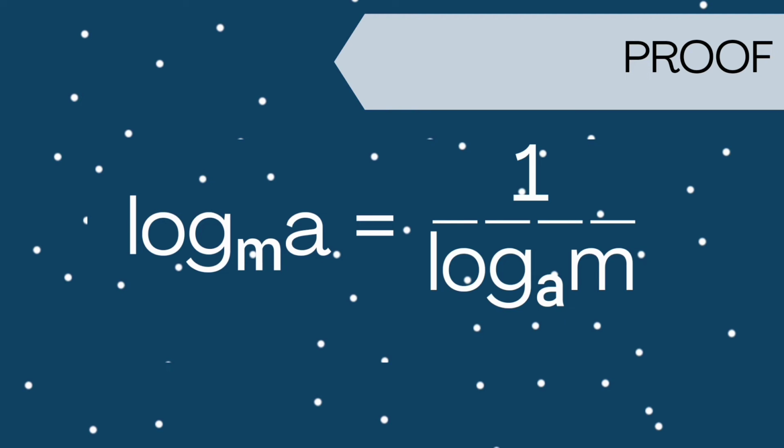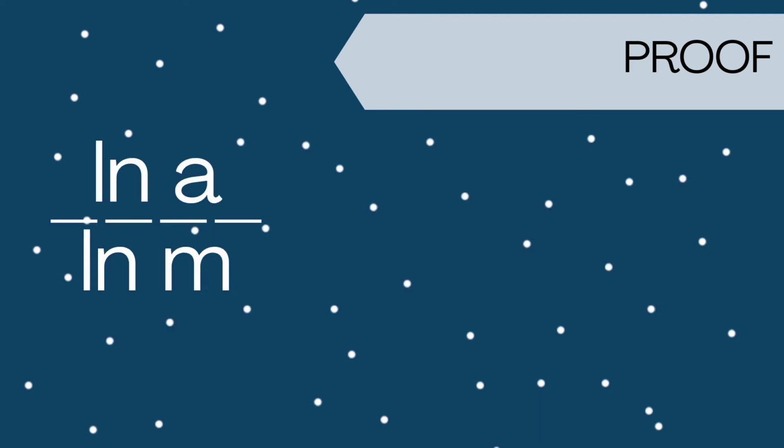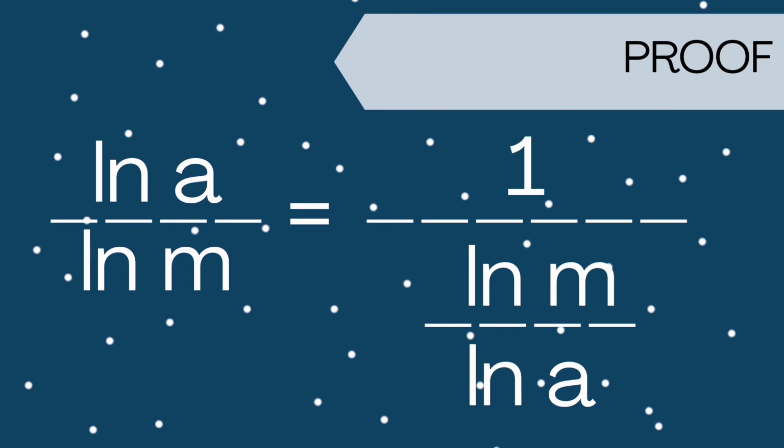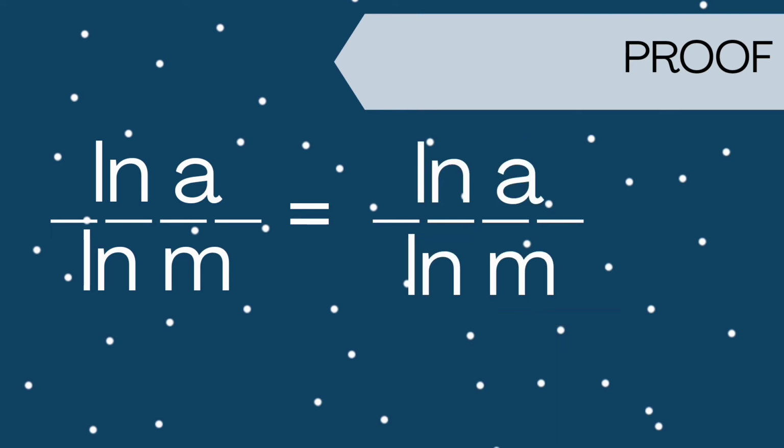Now, from the change of base statement, we substitute what we have obtained in the last two steps. Thus, we have the natural logarithm of a over the natural logarithm of m equals 1 over the natural logarithm of m over the natural logarithm of a. Then, we get the reciprocal of the right-hand side, which gives us the natural logarithm of a over natural logarithm of m equals natural logarithm of a over natural logarithm of m. Thus, the statement is indeed true.